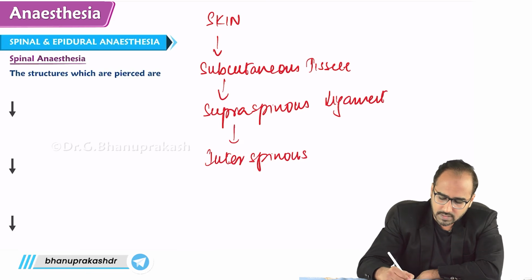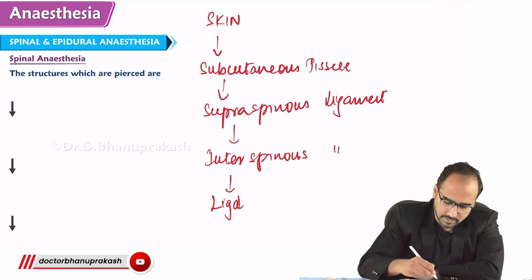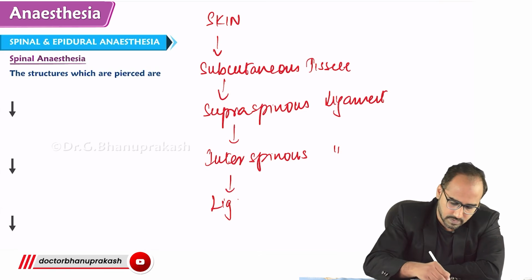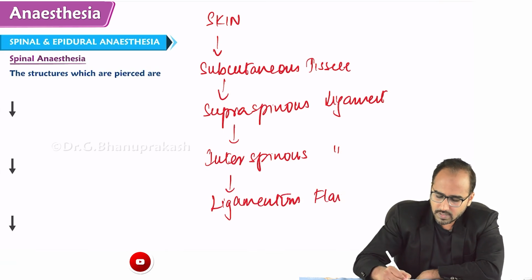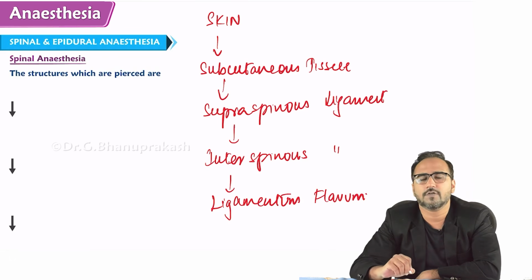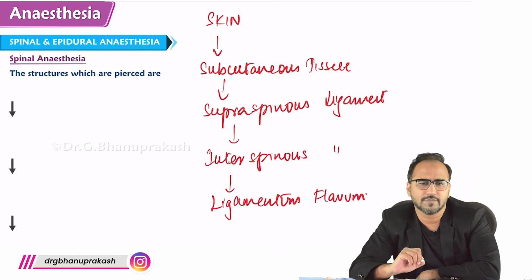Interspinous ligament. Next, what is the structure? Ligamentum flavum. Now here we need to stop for a while. First we need to understand what is this ligamentum flavum.